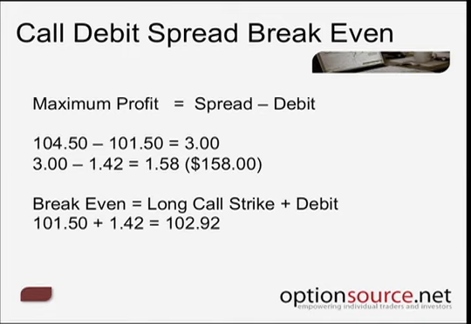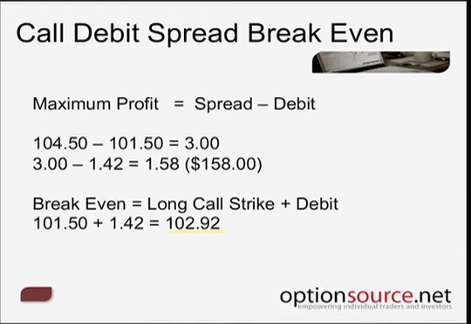Now, the important consideration here is our break-even point, because our break-even point now is the long call strike plus the debit. So no different than what we were doing to determine the break-even point of our previous option play, our straight call option play. But now our break-even point is in fact 102.92, so it's significantly lower than what it was if we were the outright call buyer.